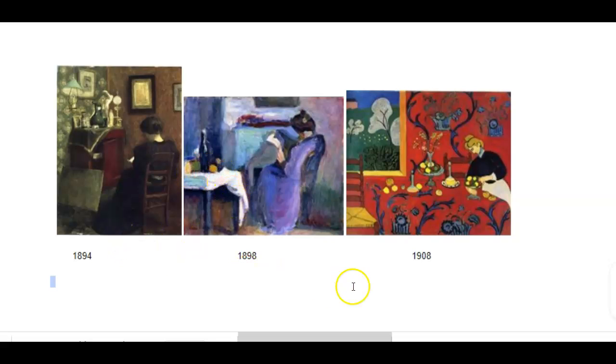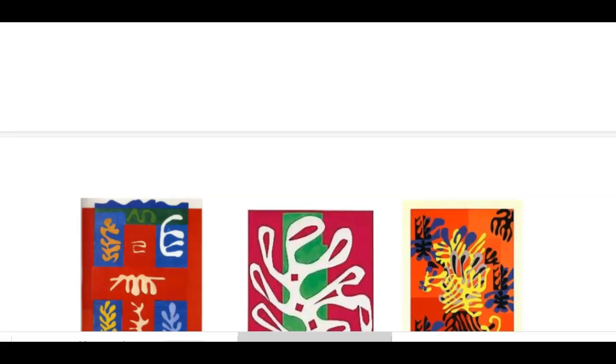So looking at these three different forms of art, all done by Henri Matisse, you see how his style is changing, but not color theory. So let's come down to his.